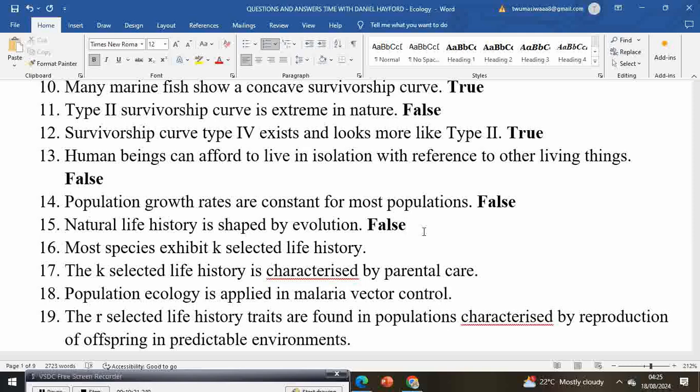Now, question number 16. Most species exhibit K-selected life history. Is this statement true or false? It is false. What is your reason for this? You need to reflect and come up with your reason.